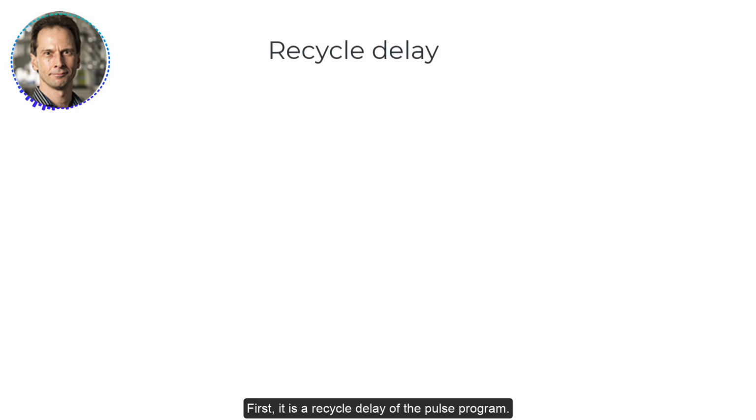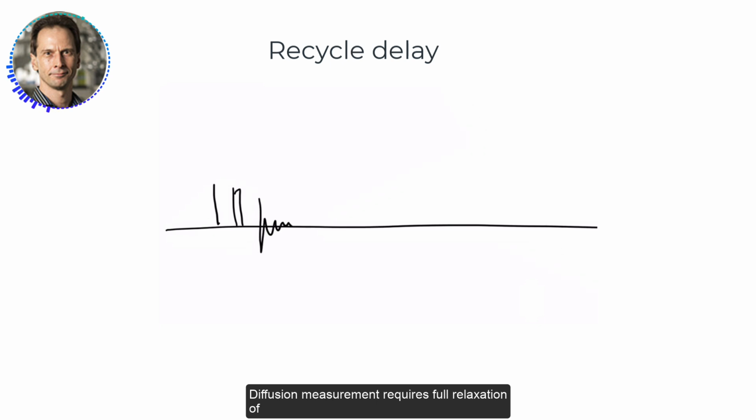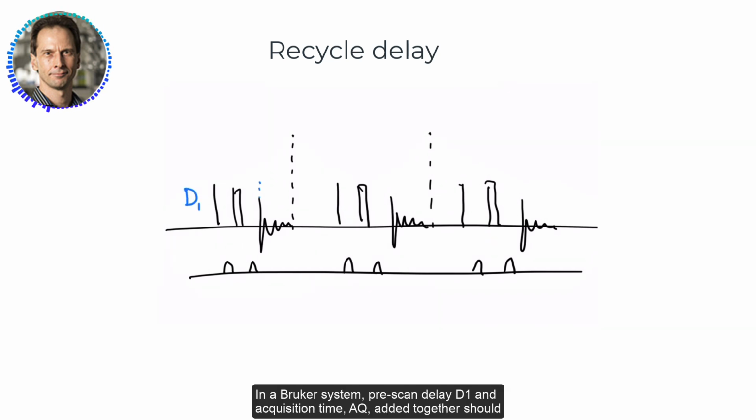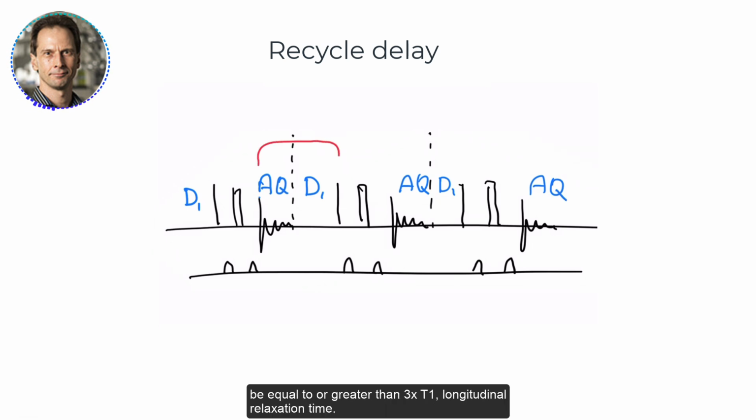First, it is the recycle delay of the pulse program. Diffusion measurement requires full relaxation of nuclear spins to equilibrium between transients. In a Bruker system, pre-scan delay D1 and acquisition time AQ added together should be equal to or greater than 3 times T1, the longitudinal relaxation time.